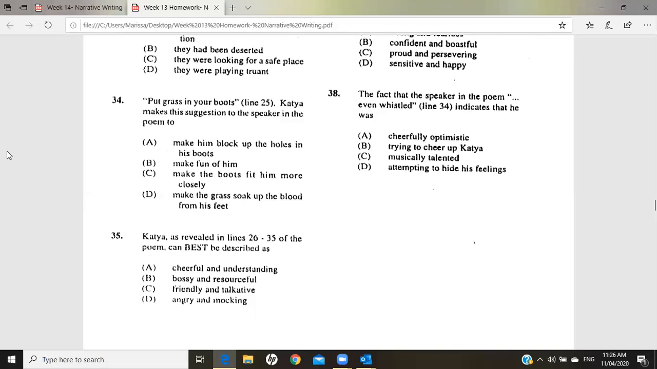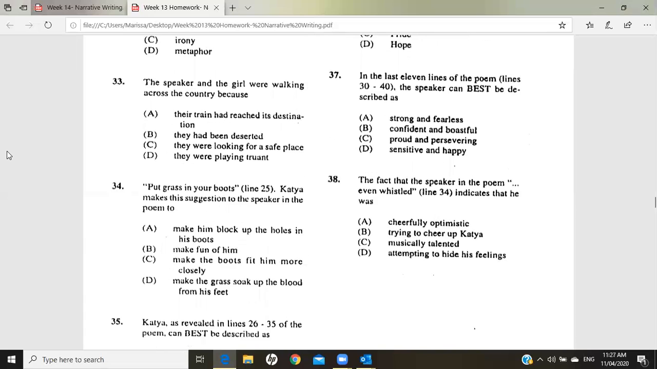Very good. 35 says, Kata as revealed in lines 26 to 35 of the poem can best be described as what, Sushmita? A? Not A. In line 35 was when she started telling him to put the grass in his shoes, eat this is crab. She started to tell him what to do. So how was she acting there? B. She was bossy, but she was resourceful because of all the things that she was telling him to do, and the stuff that she was giving him was actually things that he needed. So the answer for 35 is B. She was bossy, but she was resourceful at the same time.